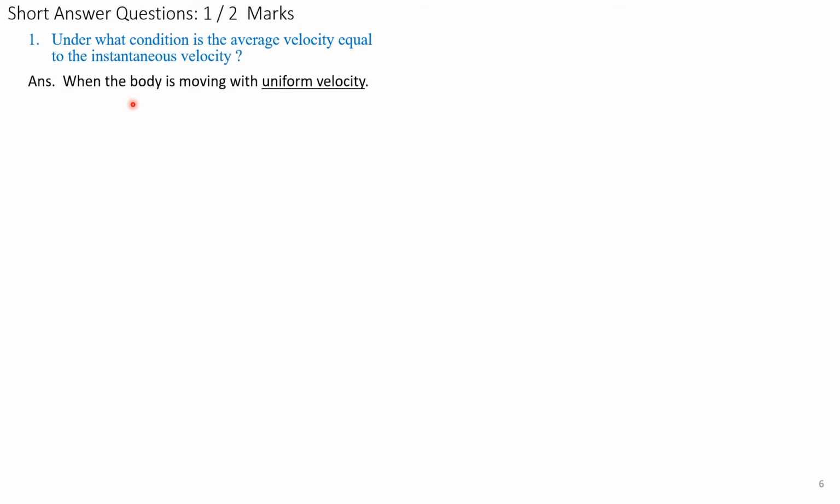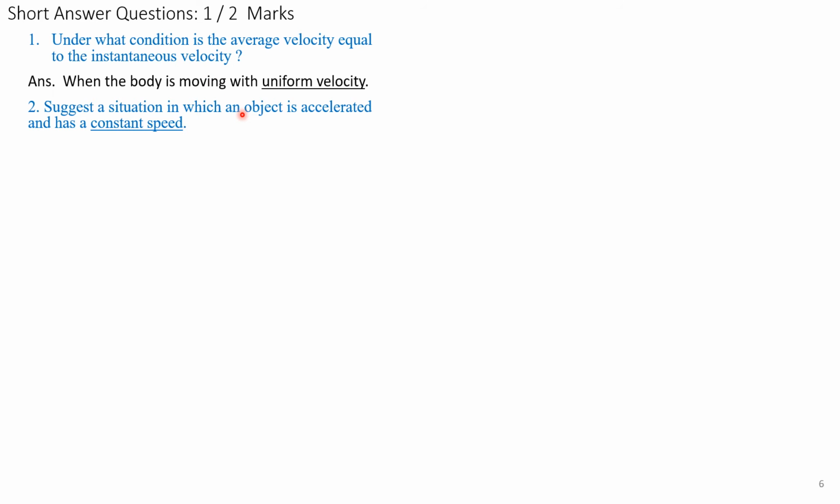In this section, we will answer short answer questions which will have 1 or 2 marks in your class examination. Question number 1. Under what condition is the average velocity equal to the instantaneous velocity? The answer is when the body is moving with a uniform velocity, the average velocity will be equal to the instantaneous velocity.